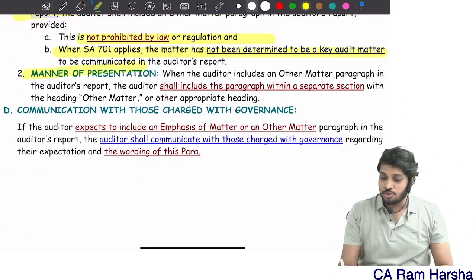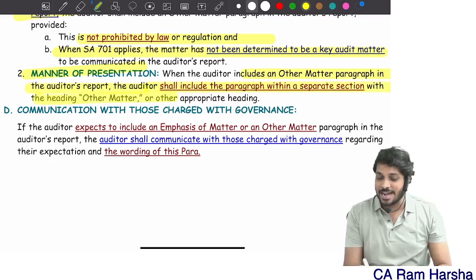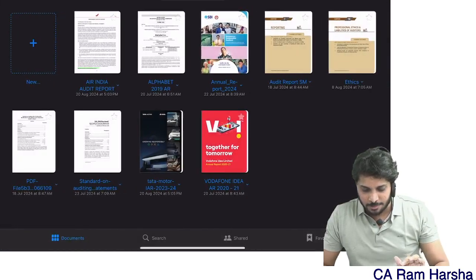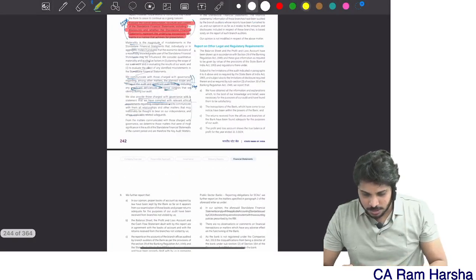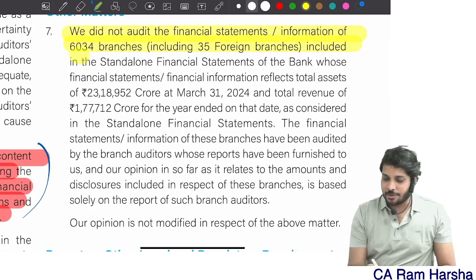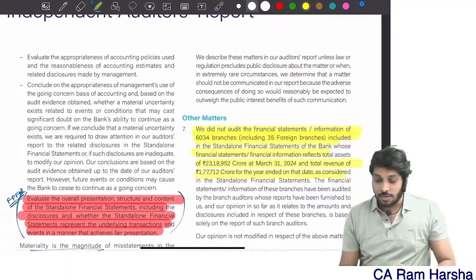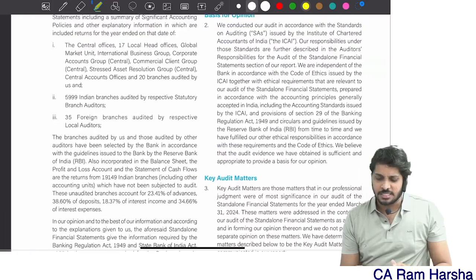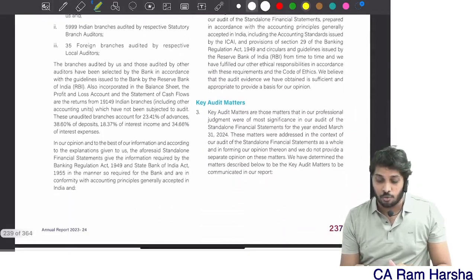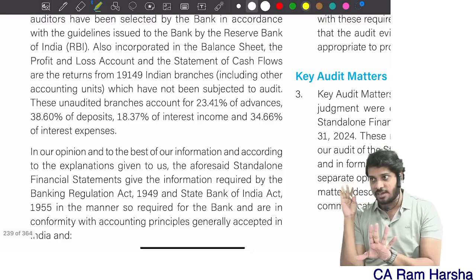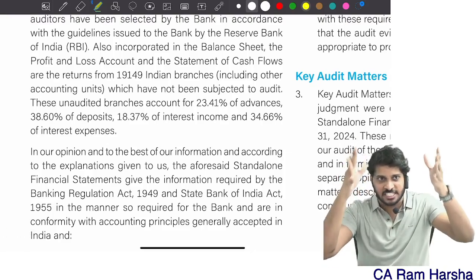Manner of presentation. You should present the other matter paragraph in the audit report as a separate section. Under a separate section, you present. Correct? Like for example, I'll show you this State Bank of India audit report directly. This is the State Bank of India auditors report. You see the other matter paragraph: we did not audit the financial information of so and so. They mentioned, right? Now, actually, in the other matter paragraph itself, they should also talk about who audited branches, all that. But State Bank of India, on the face of the opinion, below the opinion section itself, they are taking advantage of the standard and giving it here, instead of giving it somewhere in the other matter paragraph, which is last. They are giving it in the first itself.